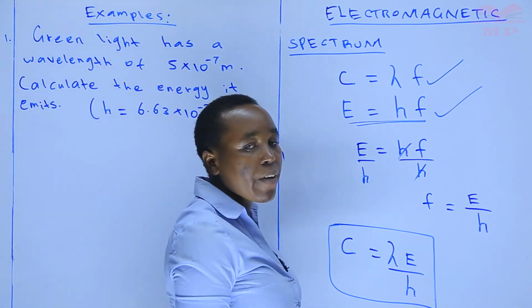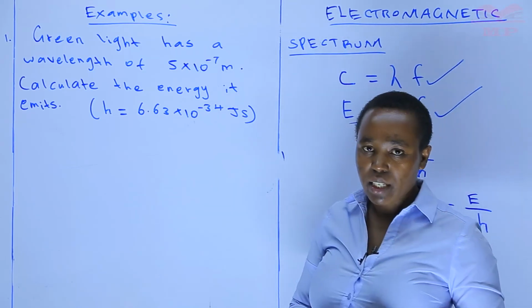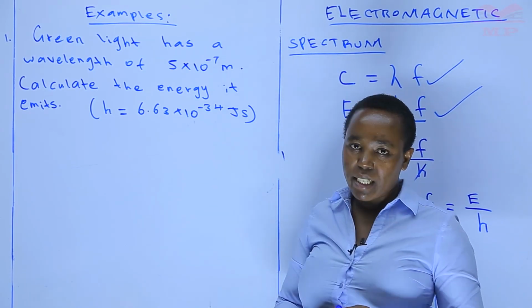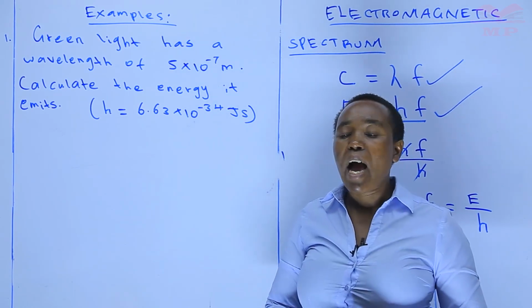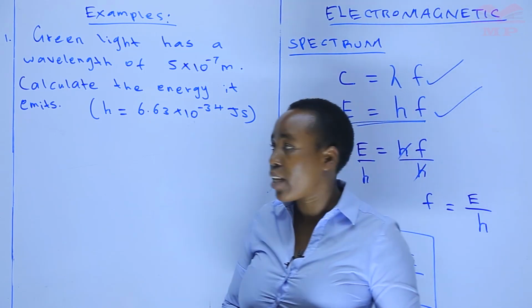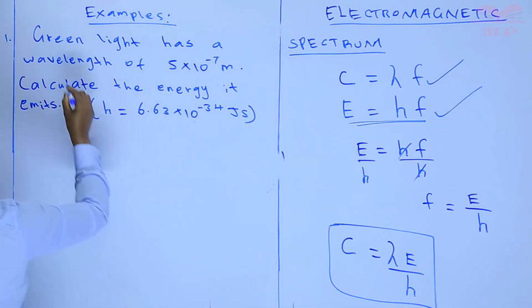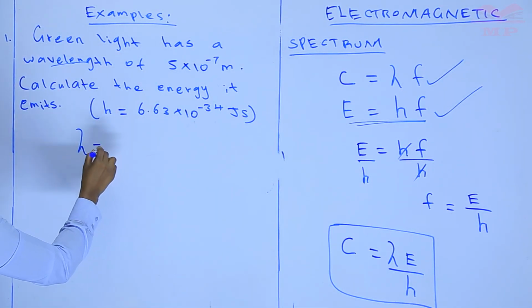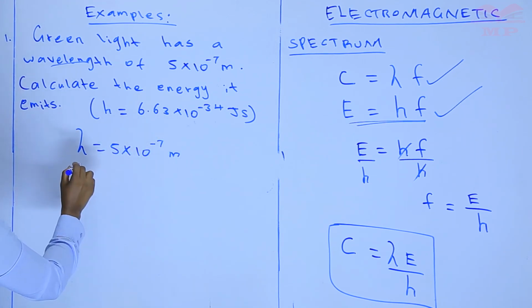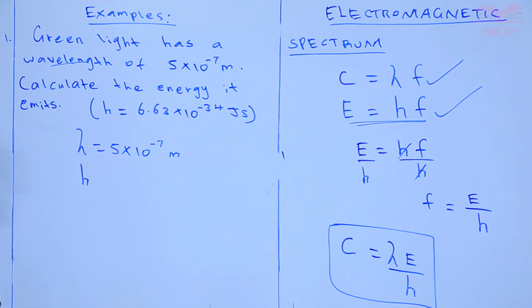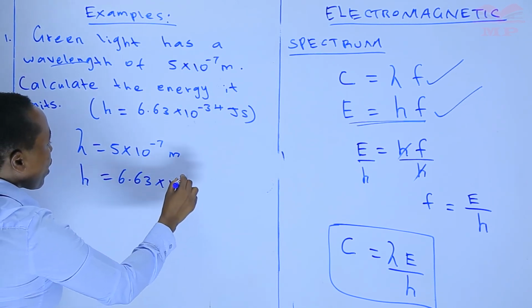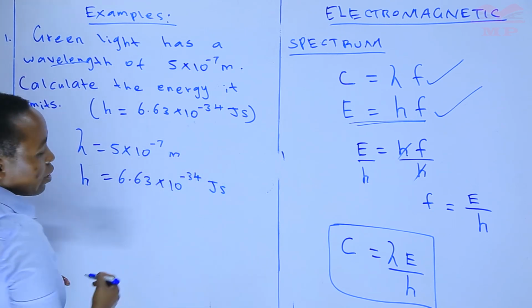So whenever you are given a question in physics involving calculation, it is always good to first analyze, state what is given and then what is in question, and see the formula that you need to apply. So here we have been given the wavelength, 5 times 10 power negative 7 meters. Then we also have Planck's constant, which is 6.63 times 10 power negative 34 joules second.